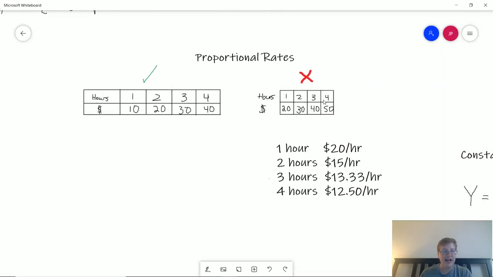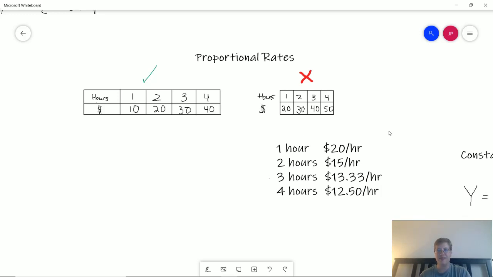This other side is not. We are going to have a consistent change. For each additional hour that I work, I earn $10. That would be a constant rate of change, but the ratios are off. So as I wrote down here, 1 hour, we would get $20 for that first hour. If I work 2 hours for $30, I only get $15 per hour. If I work 3 hours for $40, I get $13.33. There'd be an extra penny in there that would have to get rounded up for one of those hours. And then the last one for 4 hours, if I get $50, I'm only earning $12.50.